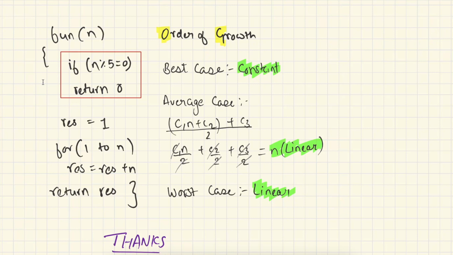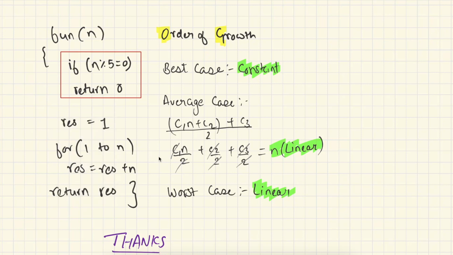Now let's talk about the average case. What happens in the average case? Let's say we are running this function 2 times. The first time we pass a non-multiple of 5, and the second time we pass a multiple of 5. For example, the first time we pass 14, and the second time we pass 5. So the time taken by the function for the first input is going to be c1 n plus c2, because we are passing a non-multiple of 5 and this is going to execute.